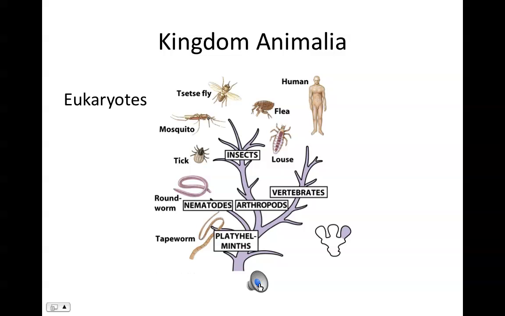As I mentioned earlier, if we're going to classify an organism as an animal, it has to have eukaryotic cell structure, it has to be multicellular, with distinctive organs and tissues, and be non-photosynthetic. That includes all kinds of vertebrates and invertebrates within this kingdom.